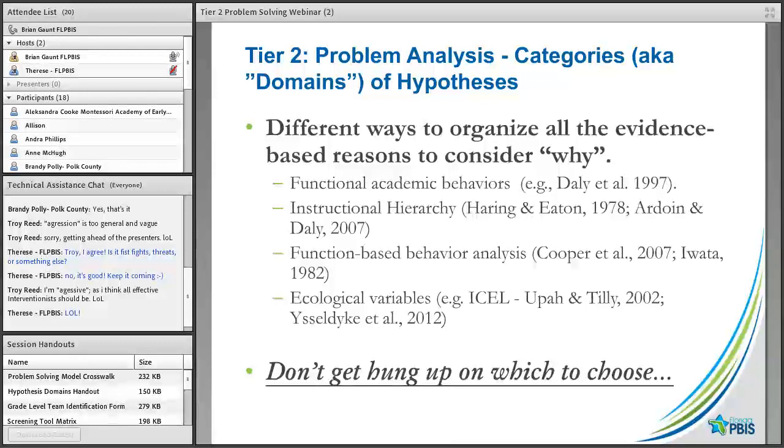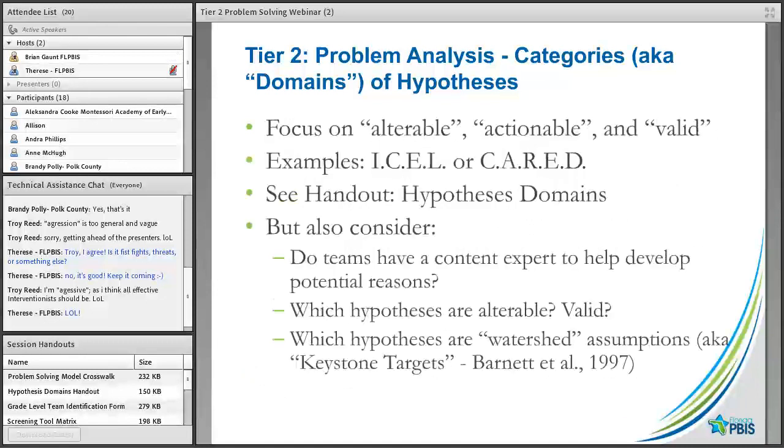But how do we help folks to start to think about some evidence-based reasons why a particular problem is existing, and to focus on the versions of hypotheses that we're going to likely have the most control over and the most impact? There are different ways that we can look to do that. The document in the chat pod, I'm sorry, the download pod, helps give you some of those domains.